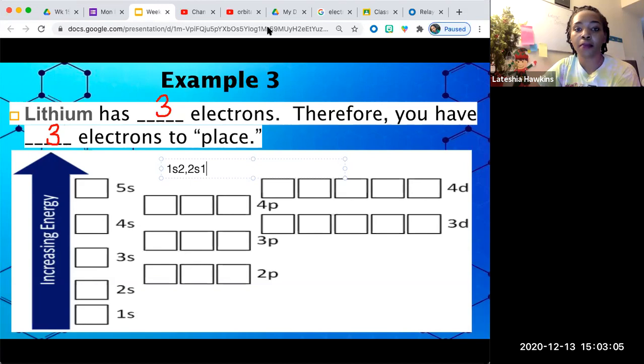So now let me place my arrows. Up arrow, down arrow, there's 2, up arrow. Double check my work: 2 in the 1s, 1 in the 2s. I started with the lowest possible, I have them opposite and paired, and then I have as many with the same spin as possible. I have 2 up with the same up spin.